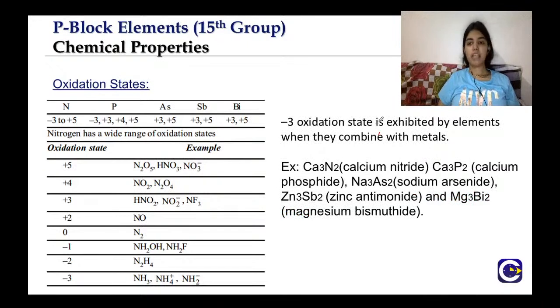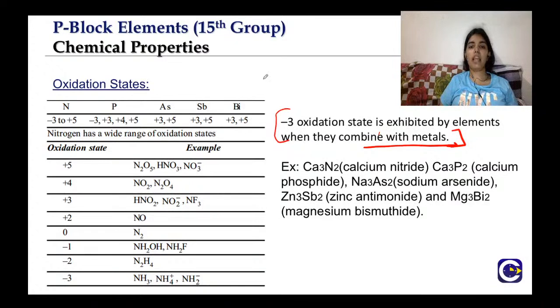Similarly, -3 oxidation state is exhibited by elements when they combine with metals. Now, this is very important. Obviously, if you take nitrogen, phosphorus, arsenic or antimony, basically what is happening here is if you combine it with a metal, the metal will lose electrons. So ultimately these compounds will gain electrons. Therefore, they have a minus oxidation state when they are combining with metals. For example, calcium nitride, calcium phosphide, right, these have the -3 oxidation state of nitrogen and phosphorus.